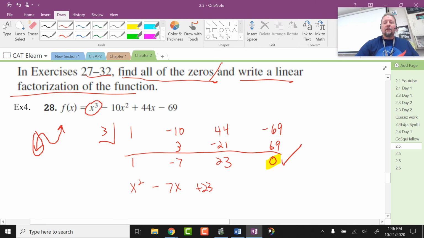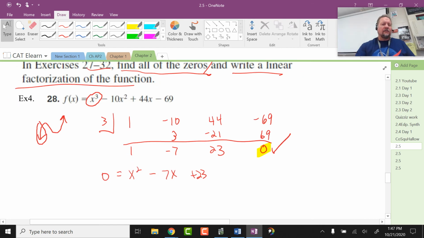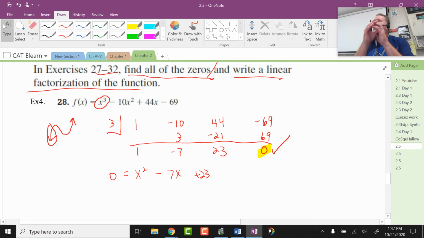Oops, that's a mistake. All right, and then I got to find the remaining zeros. So what else makes this equation 0? Sorry, slipping up with the words here. Well, there is nothing that multiplies to 23 and adds to -7.